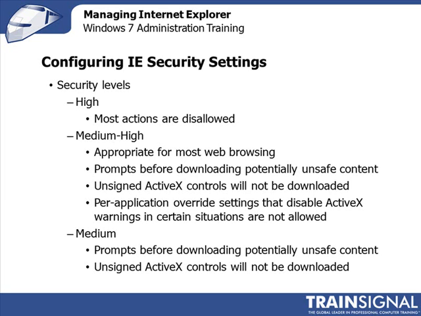The first one is a high security level. In this case, just about everything you can do is disallowed except browsing the web. Next, we have what's called a medium-high level, and this is appropriate for most web browsing activities. In medium-high, the user is prompted before downloading potentially unsafe content. In other words, they're told, hey, this is potentially unsafe content, do you really want to do this? If you're at the high security level, on the other hand, they wouldn't even be able to do that. They would just block the content.